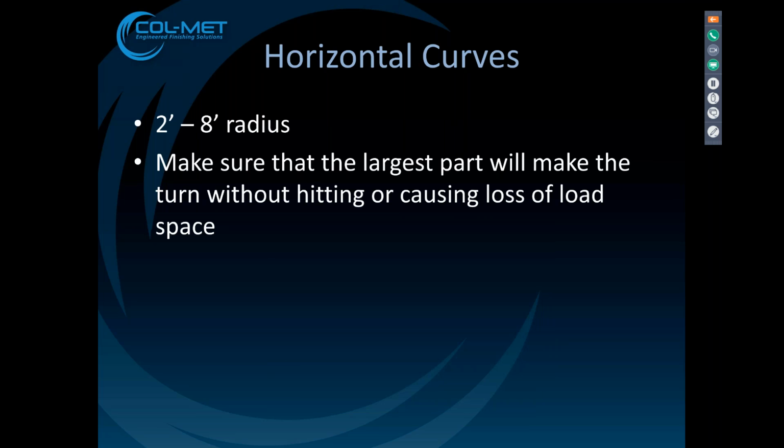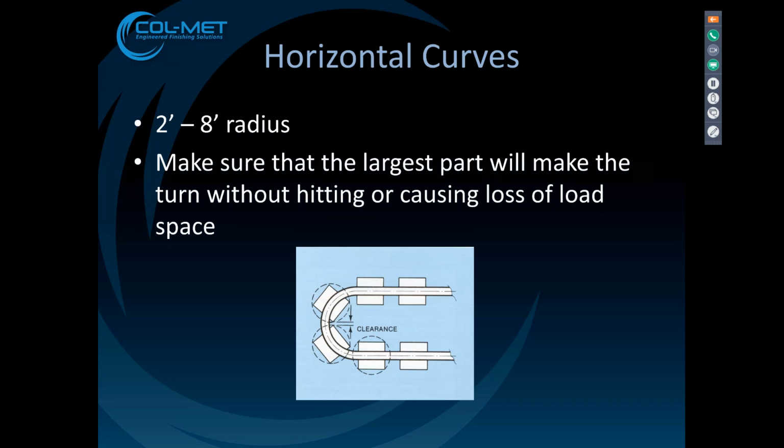Horizontal curves are equally important to pay attention to. Typically, radiuses are 2 foot to 8 foot. What we have to do in engineering is make sure that the largest part will make the turn without hitting or causing a loss of load space. Here's an illustration of horizontal curves, and one that's properly engineered.